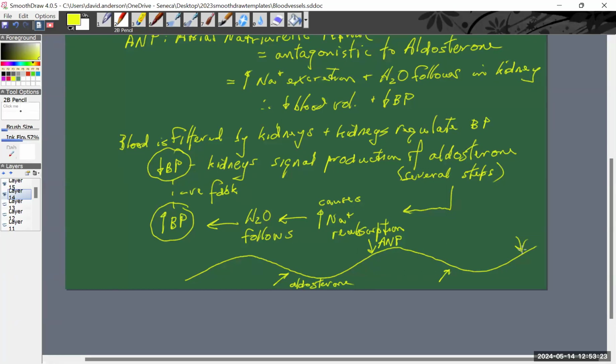Does that make sense? Does that help? Okay, so you could just do the reverse for ANP, right? We would start with high blood pressure, then the hormone ANP is being released. It causes the opposite effects, and the result will be a lowering of the blood pressure. When they're in balance, they maintain blood pressure within those normal ranges.